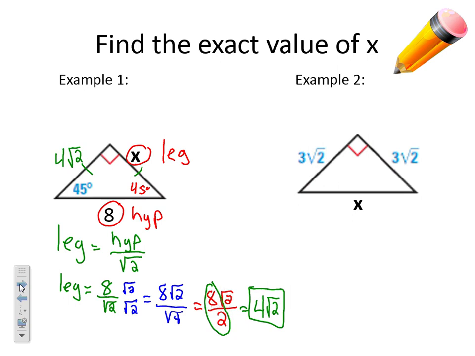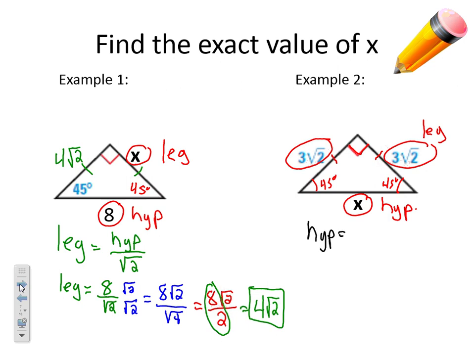All right, coming on over here, if we look at this, I know both of these, since this is my right angle and they're the same, these are my legs. So this is a 45-degree angle, always 45-degree angle. That's why 45, 45, 90. And we need to find the hypotenuse. So in order to find our hypotenuse, we're going to use that formula, and that is leg times the square root of 2. So my hypotenuse equals my leg, which was 3 square roots of 2, times the square root of 2.